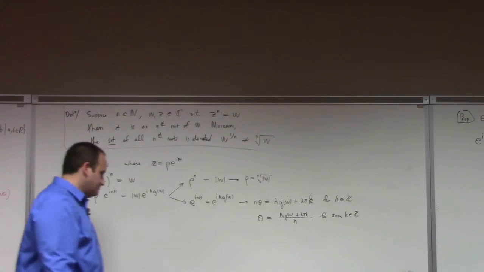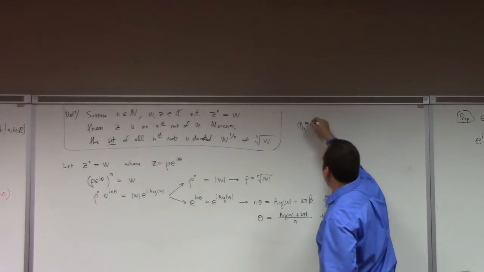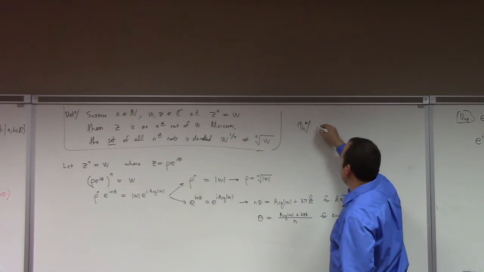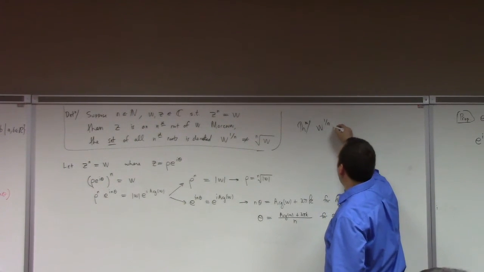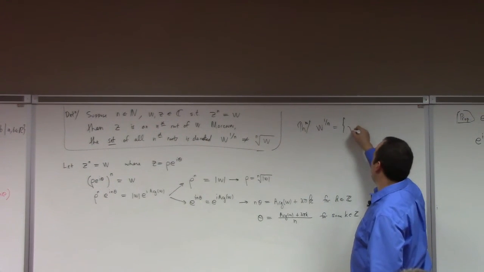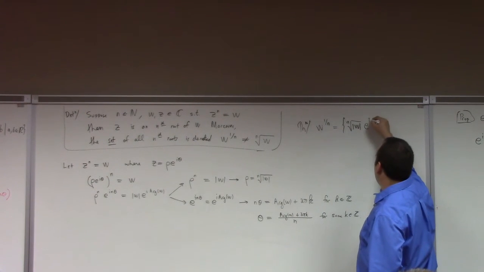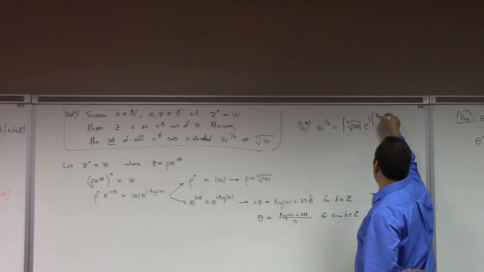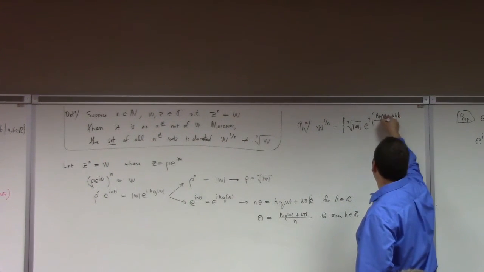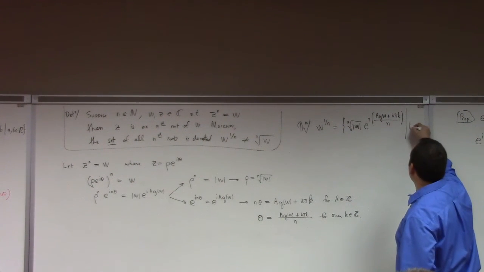So what I've done is just prove a little theorem. I'm not sure it's really a theorem, but here it is. The nth roots of w is equal to the set containing elements of the form nth root of the modulus of w times e to the i, parentheses, arg w plus 2 pi k, divided by n, such that k is an integer.